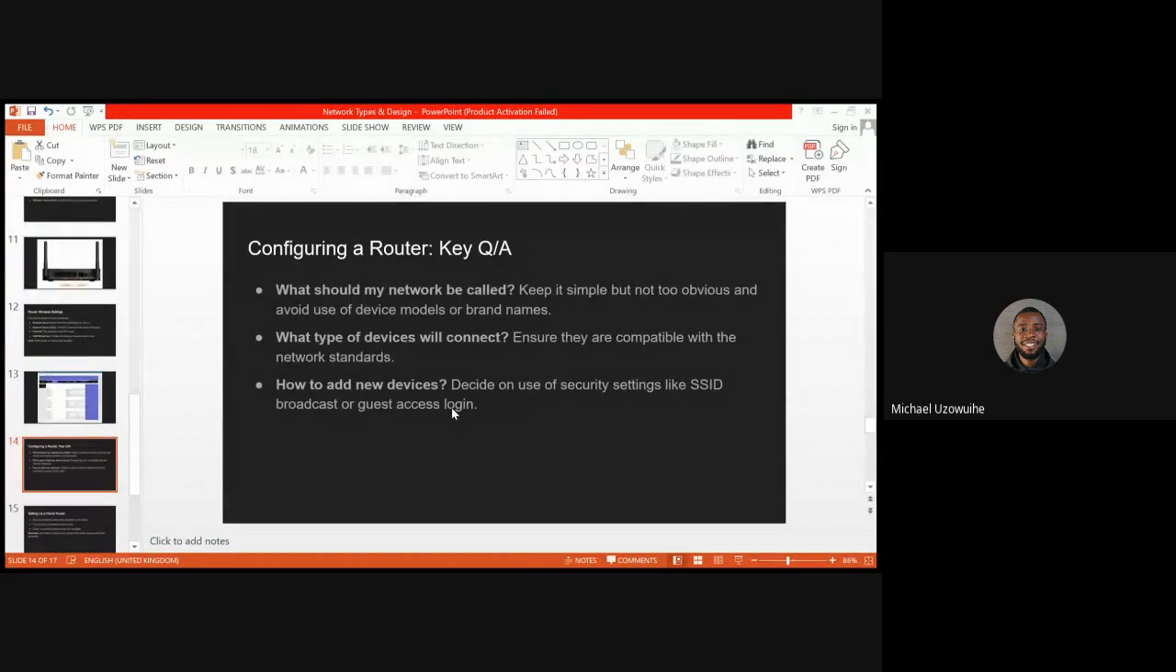So that's why I'm saying take cognizance of these things, how to configure, and the key questions you have to ask yourself, which are important. What do you want my network to be called? What type of devices? That will help you know the compatibility and the standard you'll be choosing when setting up. And lastly, how to add new devices to the network. How do they connect? Would they have to know your network name and password, or would they just see your network name broadcasted, then enter the password and connect, like how most of us have it on our work phones?